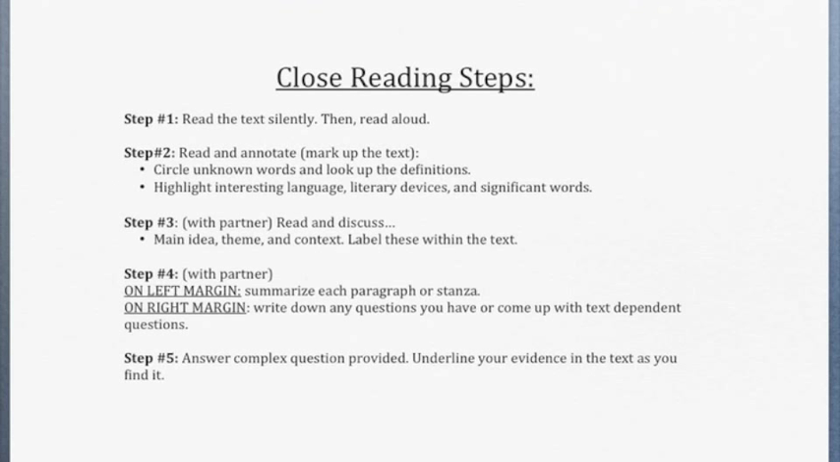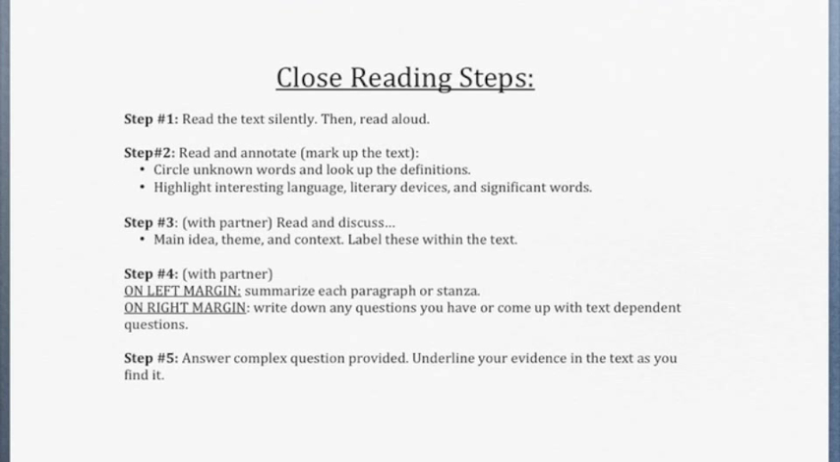Step number 4, also with your partner, you're going to write in each side of the margins of the text. On the left side, you're going to summarize each paragraph or stanza. And on the right side, you're going to write down any questions that you have about the text. And if you don't have any, you're going to come up with text-dependent questions on your own.